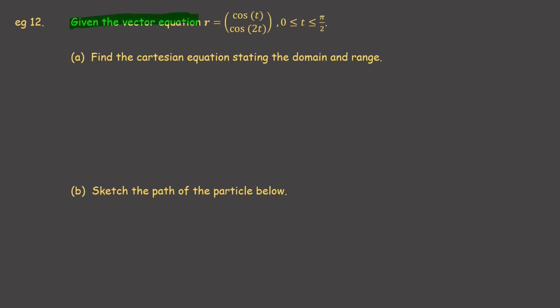Given the vector equation r is equal to (cos t, cos 2t), where t is between 0 and pi by 2, find the Cartesian equation, stating the domain and range. Before we go on to that part, think about the restrictions placed on our Cartesian equation by the vector we're given initially.